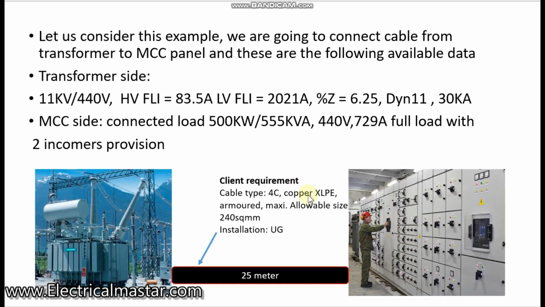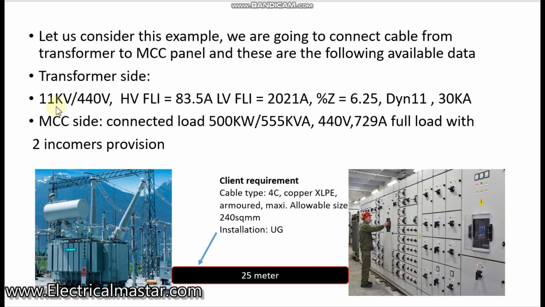Now we will see my project. This is the MCC panel taking power from the transformer, and the distance between the transformer and the MCC panel is 25 meters. My client requirement is to connect with underground cable, and the maximum allowable size is 240 square mm. So I have to determine how many mm is required, and also how many numbers of cables are required for connecting from the transformer to the switchgear.